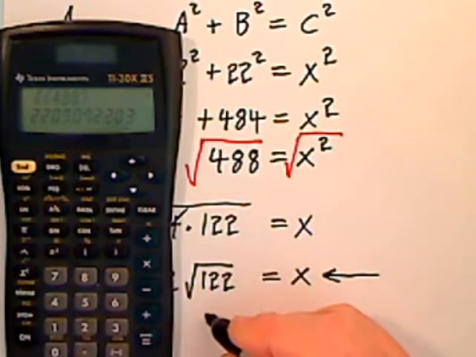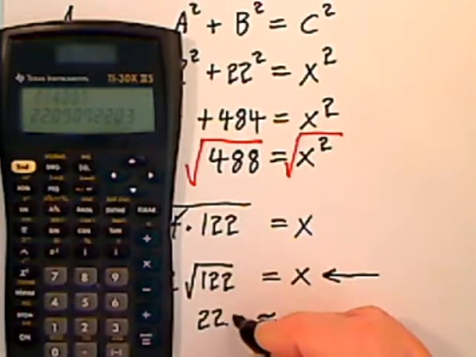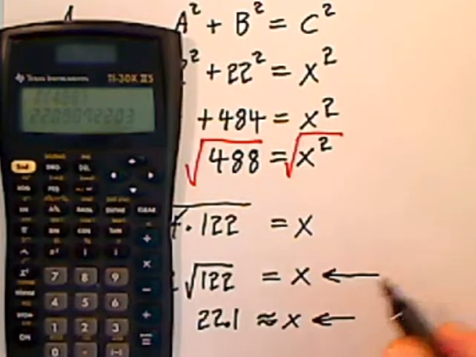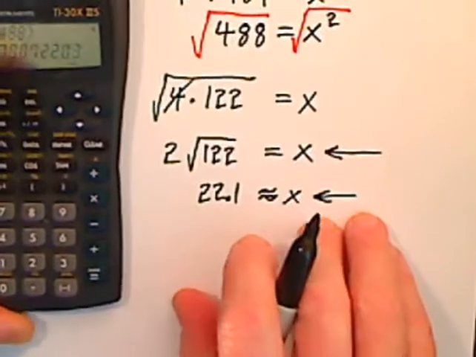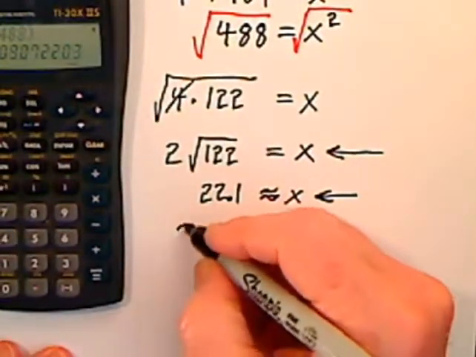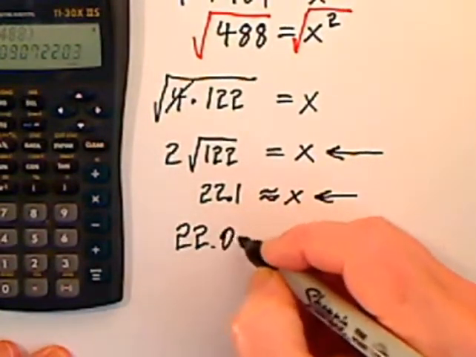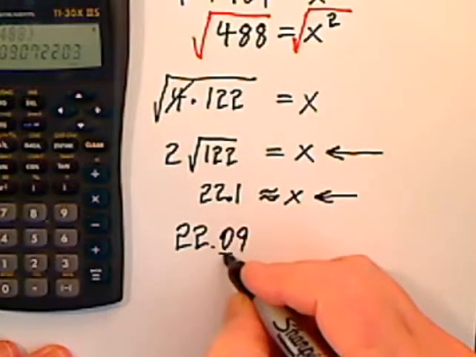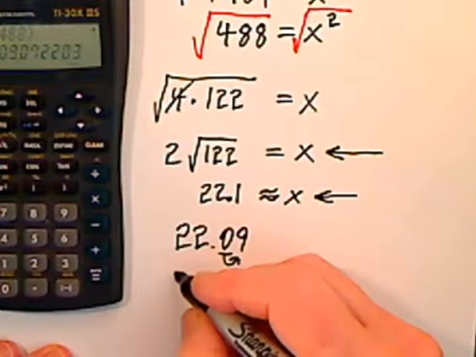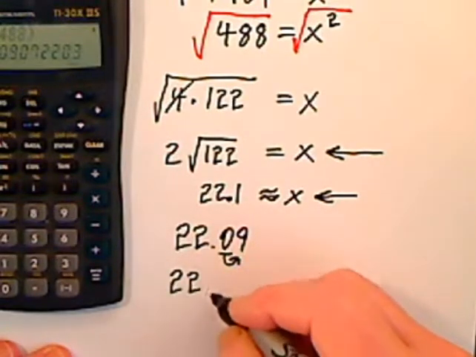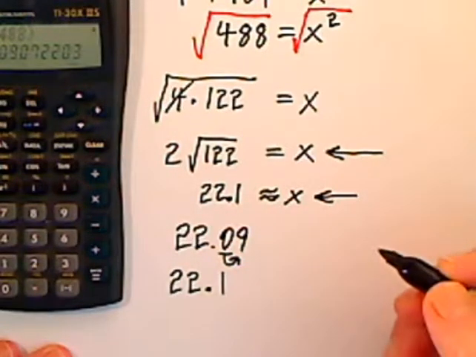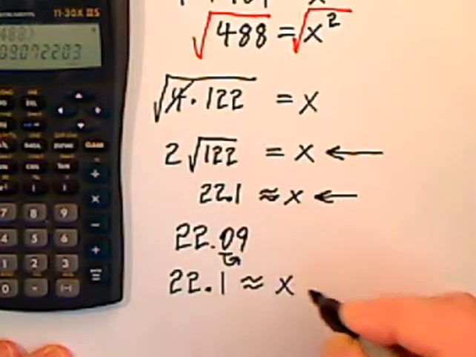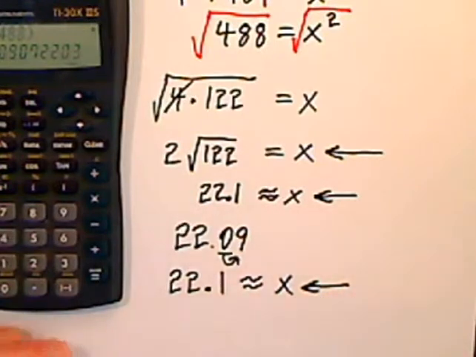22.09 rounds to 22.1 feet. That's kind of hard to read. I think I'll write that out a little more clearly. 22.09. If I'm rounding to the tenths place, I look at that digit, we're going to round up. So that's 22.1, 22 and 1/10 feet. All right. So that's the answer they want in the homework.